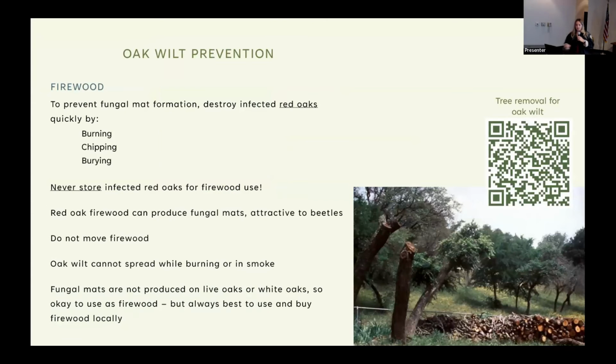Okay. And then for firewood for oak wilt prevention, because the red oaks produce a fungal mat, if you know that a red oak died of oak wilt, you don't want to use it as firewood. If you cut it up into logs, set it by your house, and there's a fungal mat intact still, beetles could be going back and forth until it dries out. Same with traveling with oak wilt. That's how places like Odessa and Lubbock got oak wilt, because someone probably from the Hill Country took firewood up there. Because these Nitidulid beetles are native, they were able to transfer those spores.